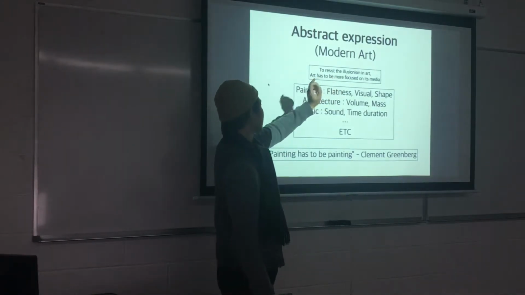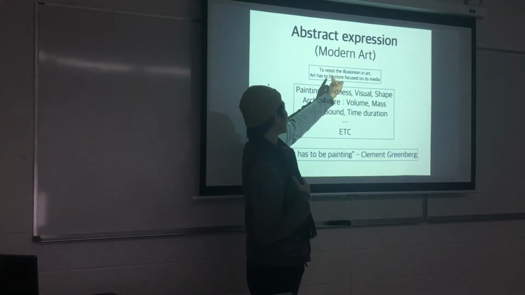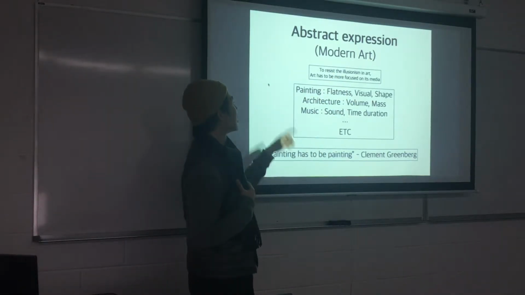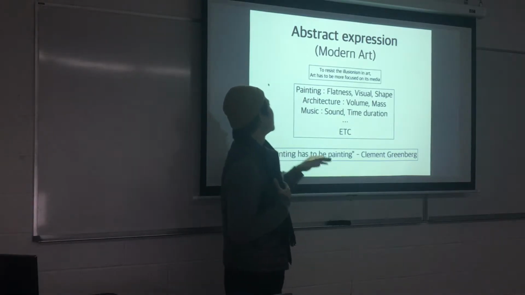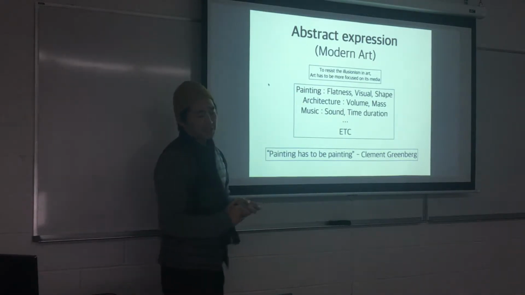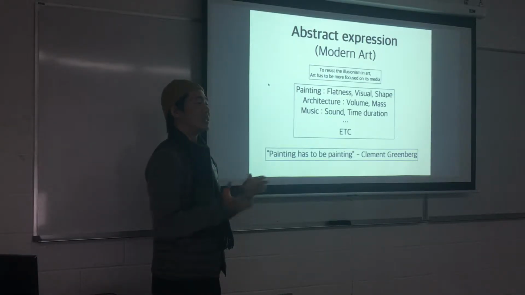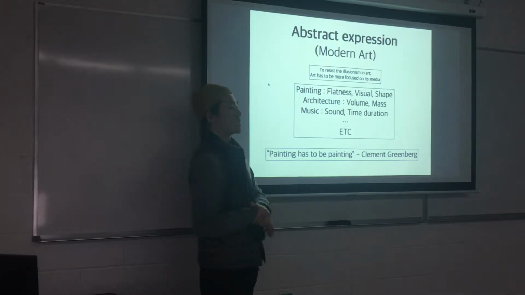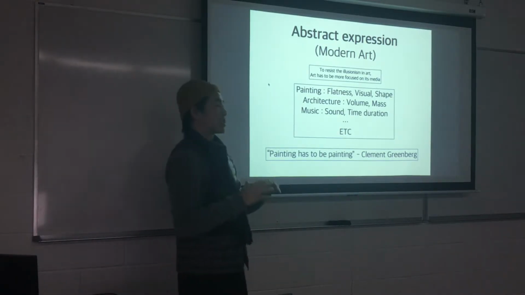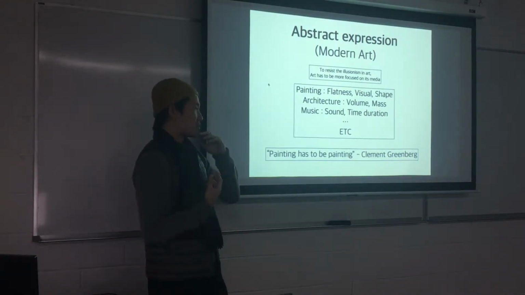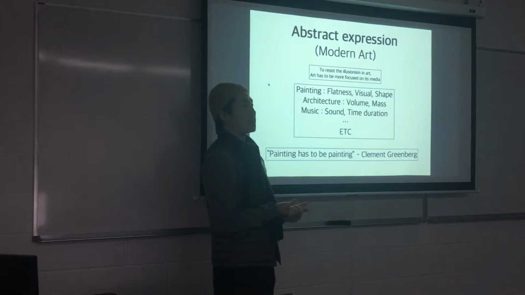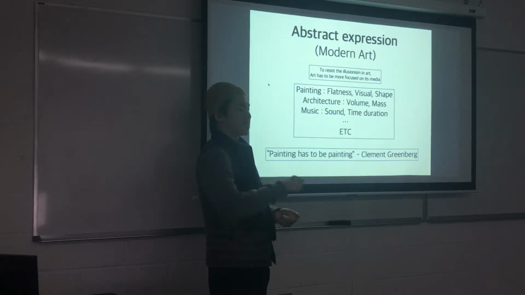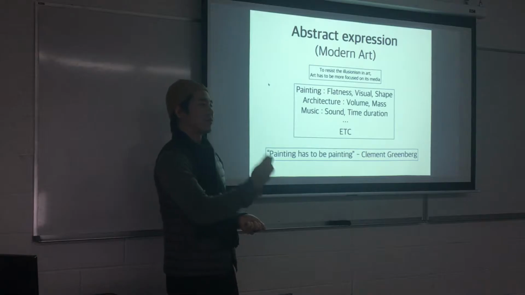Okay, so abstract expressionism is about to resist the illusionism in art. Art has to be more focused on its own need. So illusionism is the main theme in the Renaissance art period. In that time, art was doing its job as a photography and also an art history book. So people went to galleries, people went to church, saw these great sculptures and paintings, and tried to see the world inside. Because they thought painters can actually make a new world from their paintings.